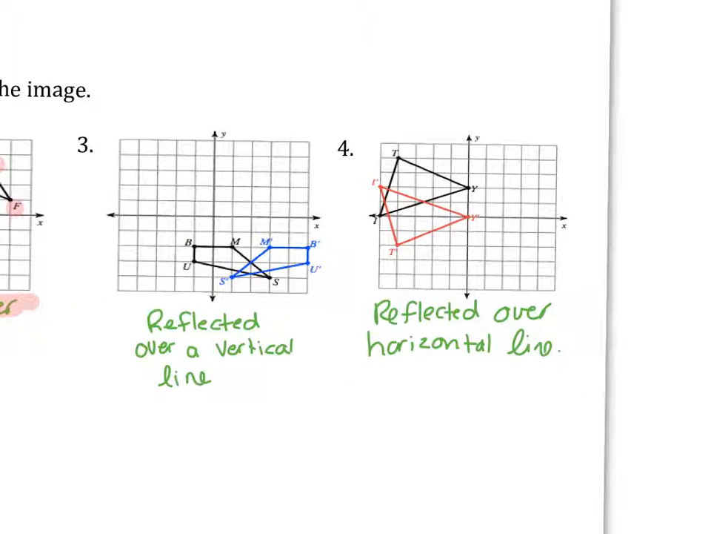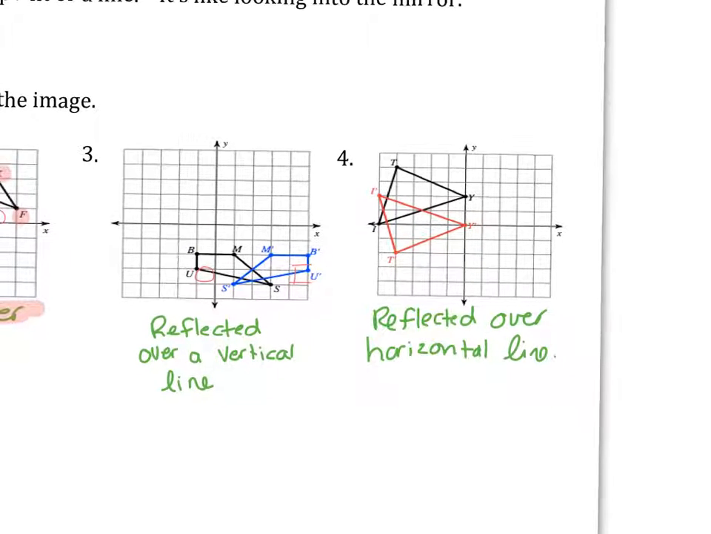Now we have number 3. So the blue one is going to be the image because of the prime marks, and the black is the original. If you look at the whole picture, you can tell it was reflected because we have line BU over on the left, and now BU is over on the right. S is still on the bottom, so it wasn't flipped upside down. It wasn't turned upside down.